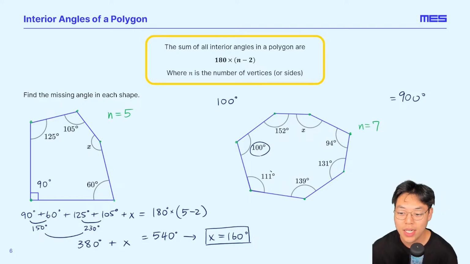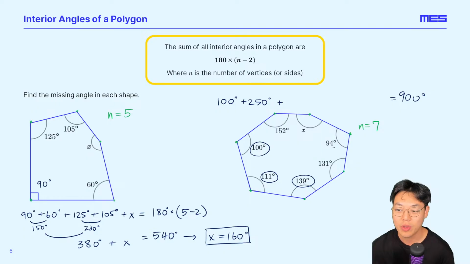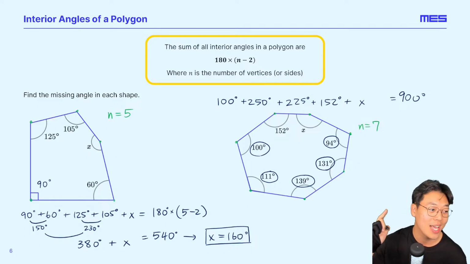All right, now 111 plus 139. That's going to be 250. I know that because 100 plus 100 is 200, and 11 plus 39 is 50. So we have plus 250 degrees. Plus, well, we know 94 and 131, the 4 and 1 are kind of nice. They add up into a 5. And if we add 90 plus 130, that's 220. So we have 225. And then the 152 will add on later, plus an x. And we are looking for that x.